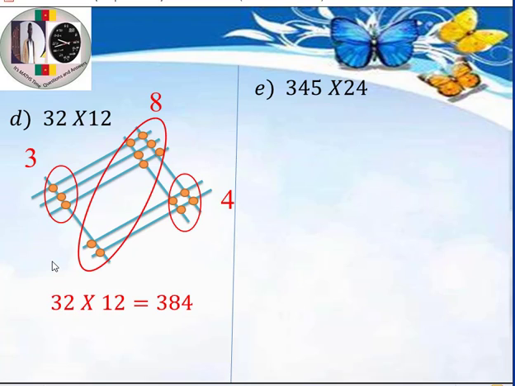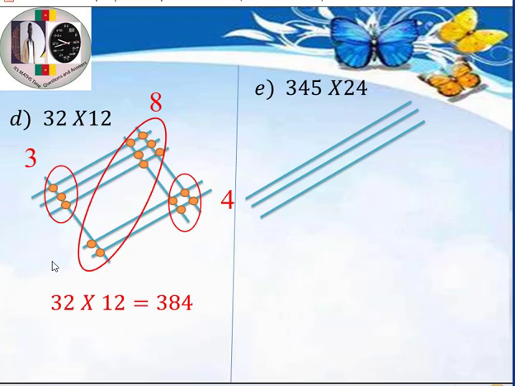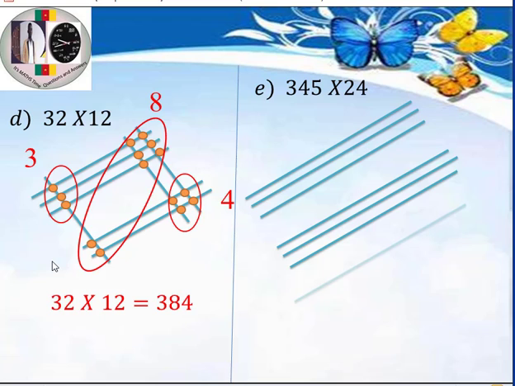The first thing to do is the number 3. We draw 3 lines, 1, 2, 3. We give a gap and draw 4 lines, 1, 2, 3, 4. We give a gap and draw 5 lines.